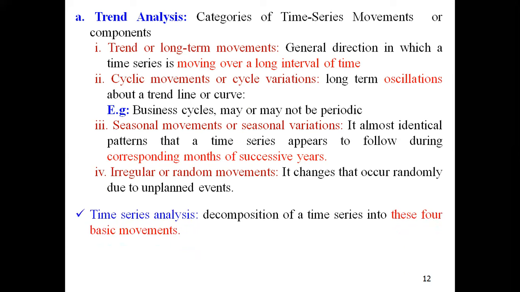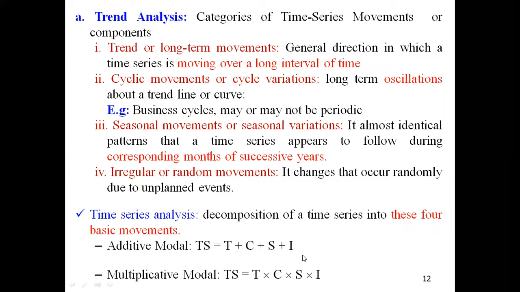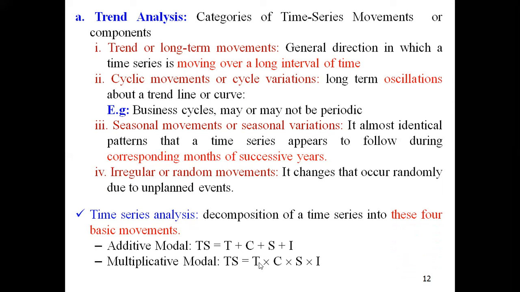Coming to time series analysis, there is decomposition of a time series into different basic movements, these four movements. The additive model means T plus C plus seasonal movements plus irregular movement. All are calculated: trend movements plus cyclic movement plus seasonal movements plus irregular movements. That's called the additive model. And then the multiplicative model: trend movements times cyclic movements times seasonal movements times irregular movements.